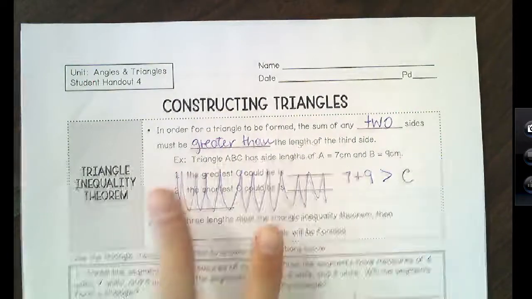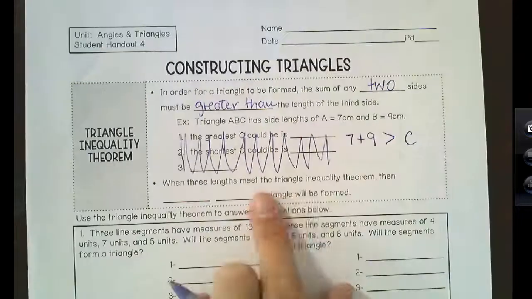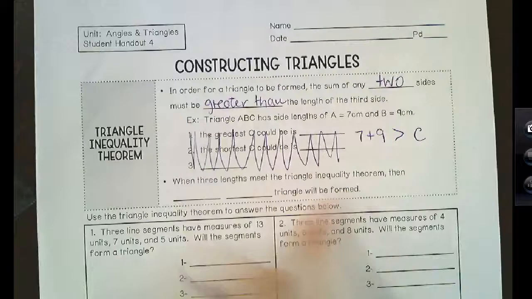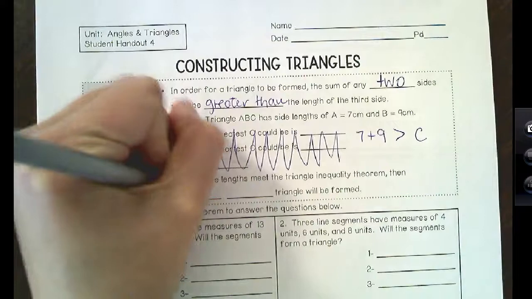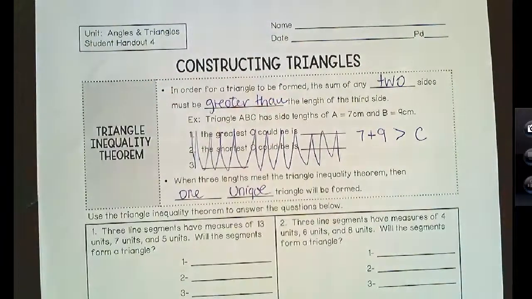So when you add up any two sides of a triangle, it must be greater than the remaining side or the third side. So when three lengths meet the triangle inequality theorem, then one unique triangle can be formed.